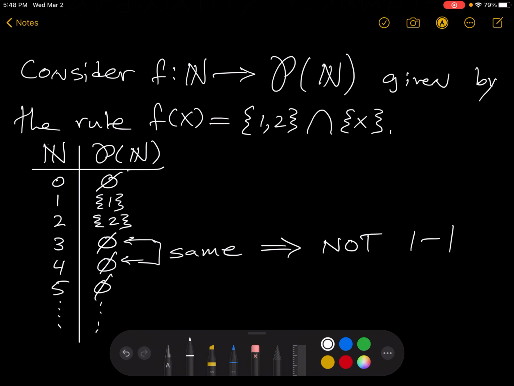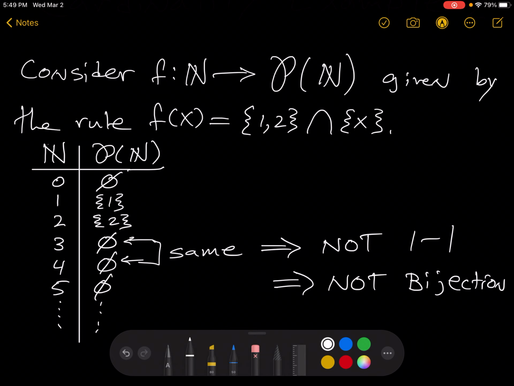Now, because we know it's not one-to-one, we know immediately that f is not a bijection. This is because a bijection is a function that is both one-to-one and onto. If it's not one-to-one, then it's not one-to-one and onto.